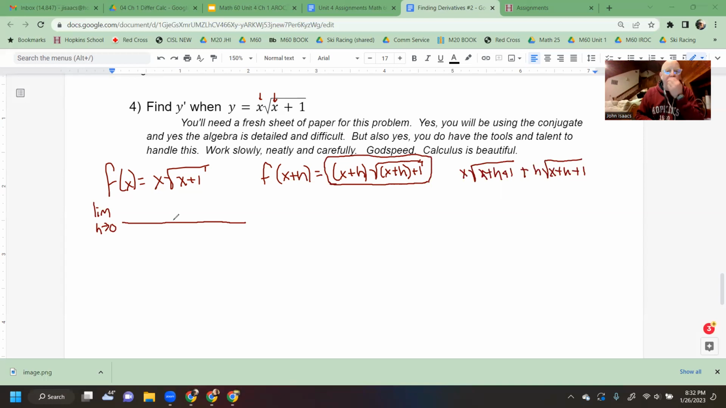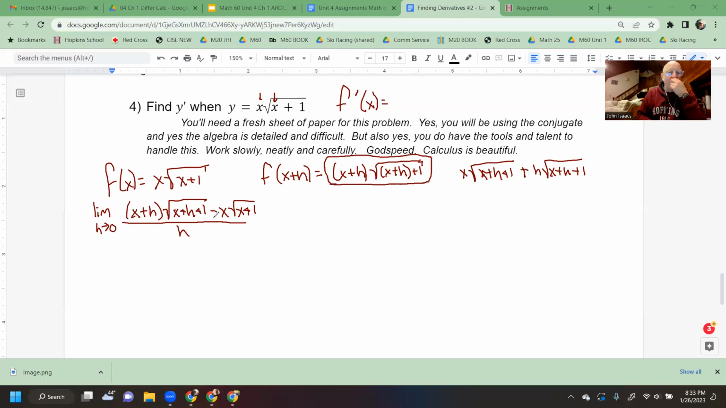Okay. All right. Remember, we're looking for f prime of x, the derivative. So let's see. The limit as h approaches 0. The top is going to be f of x plus h, that we wrote down above. That's the quantity x plus h, times the root of x plus h plus 1. And then minus f of x, that's just x times the square root of x plus 1, all over h.